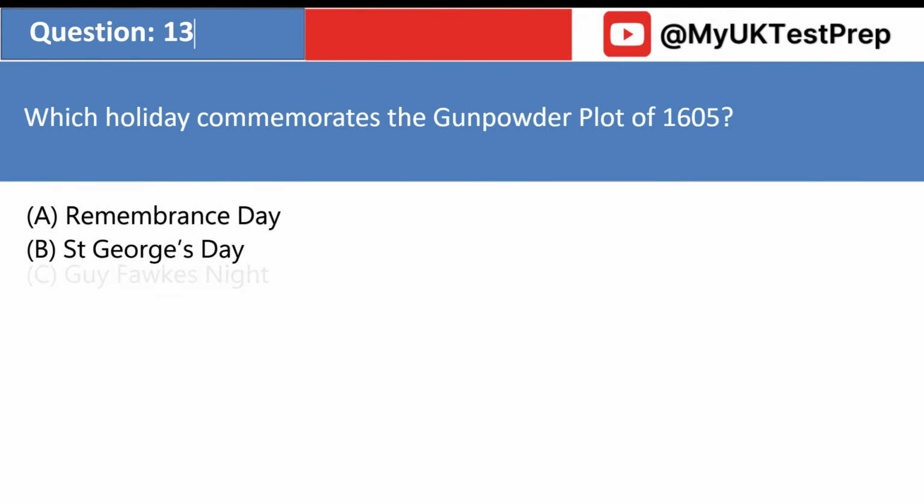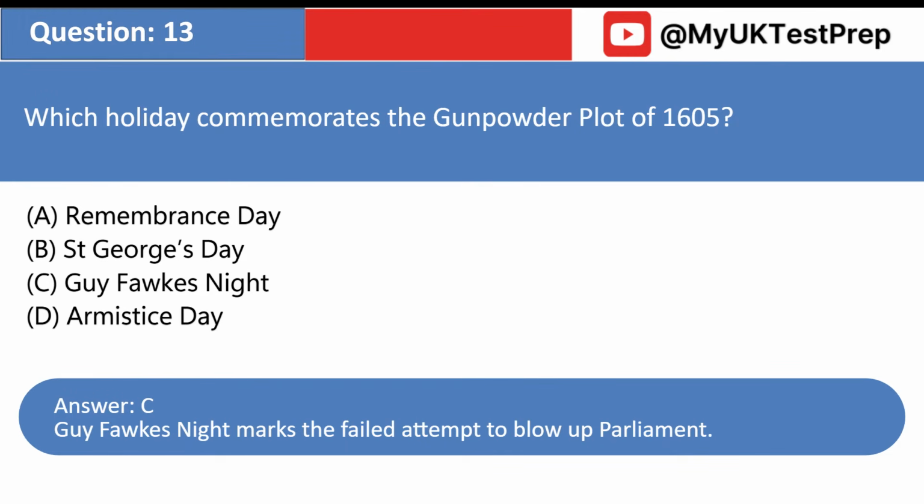Which holiday commemorates the gunpowder plot of 1605? A. Remembrance Day. B. St. George's Day. C. Guy Fawkes Night. D. Armistice Day. Answer: C. Guy Fawkes Night marks the failed attempt to blow up Parliament.